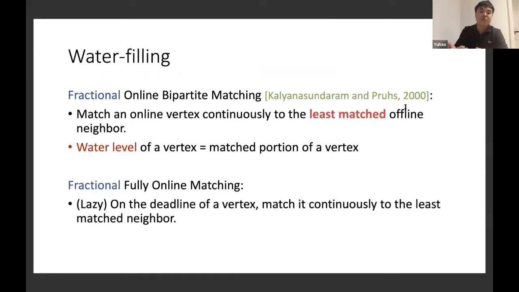And then what is water filling? The water filling idea is similar: we match an online vertex continuously to the least matched offline neighbor. If we call the water level the matched portion of a vertex, it is equal to say we continuously match an online vertex to the offline neighbor with the lowest water level. In the fully online matching version, we still do a lazy thing. We wait until a vertex reaches its deadline and match that vertex following the water filling idea.